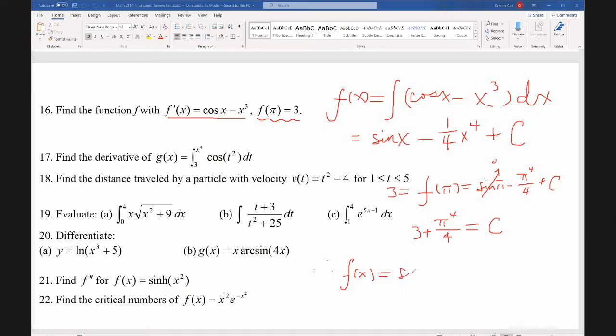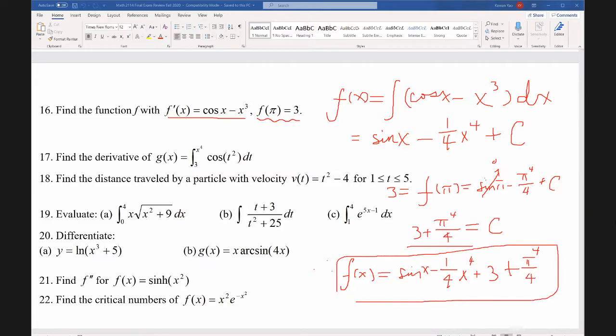sin x minus 1/4 x to the 4th, plus c is given by this number, right? So copy this down, right? So c is 3 plus pi to the fourth over 4. So we have found the final answer. So circle or box your final answer, right? So that's the answer.